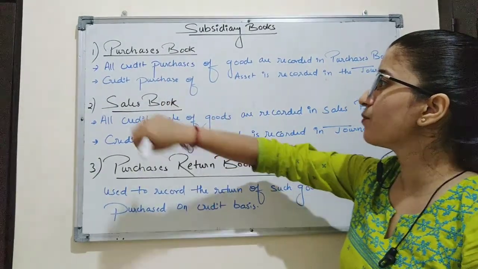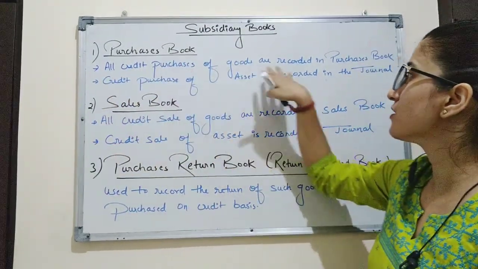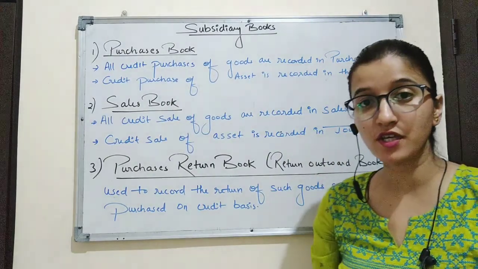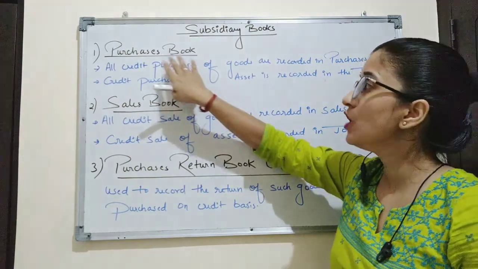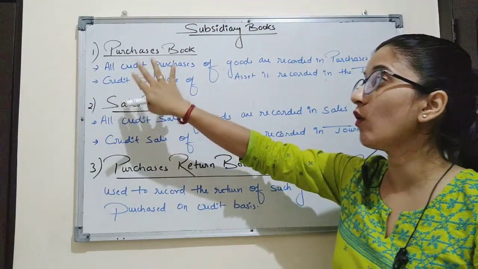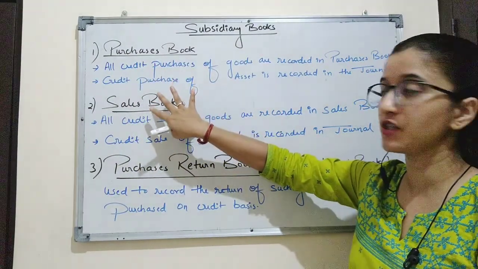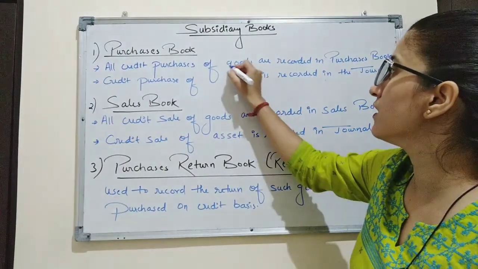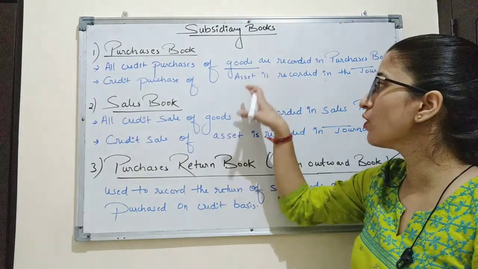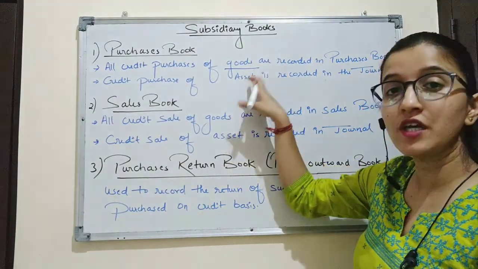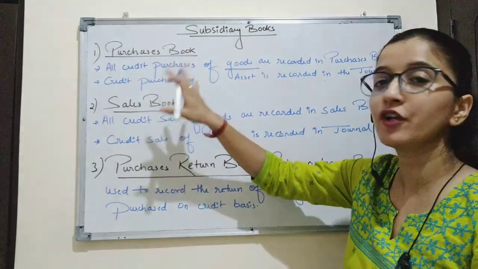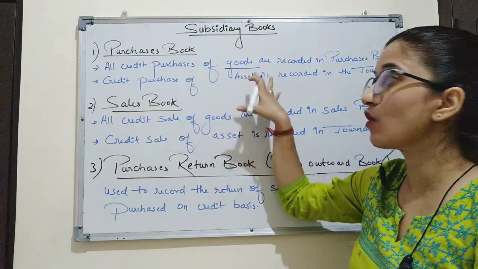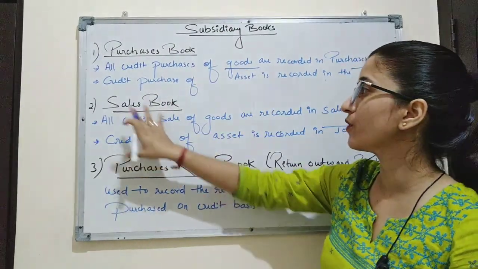Now in purchases book all credit purchases of goods are recorded, because cash purchases we have recorded in cash book. So in purchases book we will record all the credit purchase transactions of goods. Goods here means those things which are purchased for the purpose of resale. So we have to record only credit purchases of goods in purchases book.